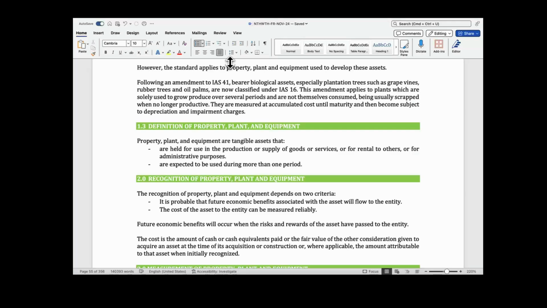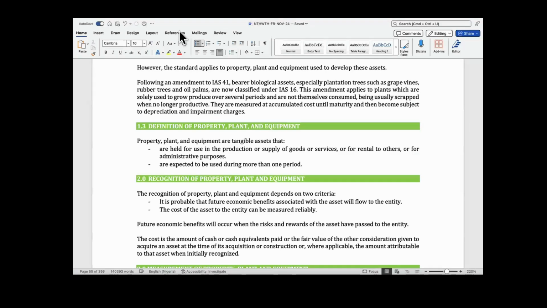So if it meets this definition, stapler should be PPE, right? It is a tangible asset. It is for administrative purpose, and it is used for more than a year. Exactly. But have you ever seen anybody put stapler as PPE? I think materiality will come there.